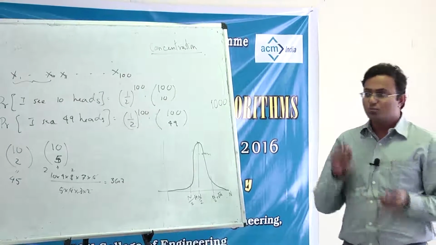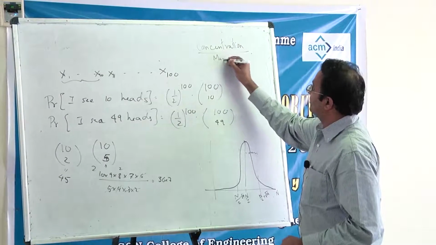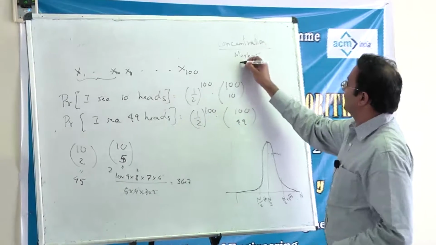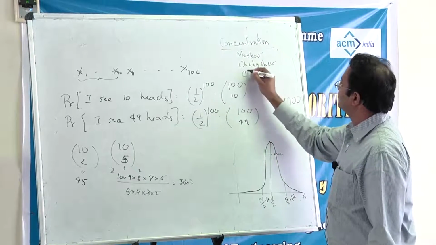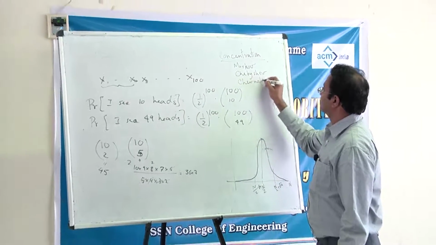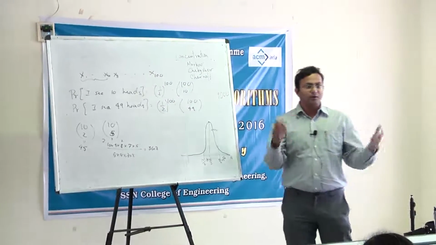In your probability course, you might have heard of these following three inequalities. One is called the Markov inequality, the other one is called Chebyshev inequality, and the other one is called Chernoff inequality. If not, go and check it out in Wikipedia or wherever.